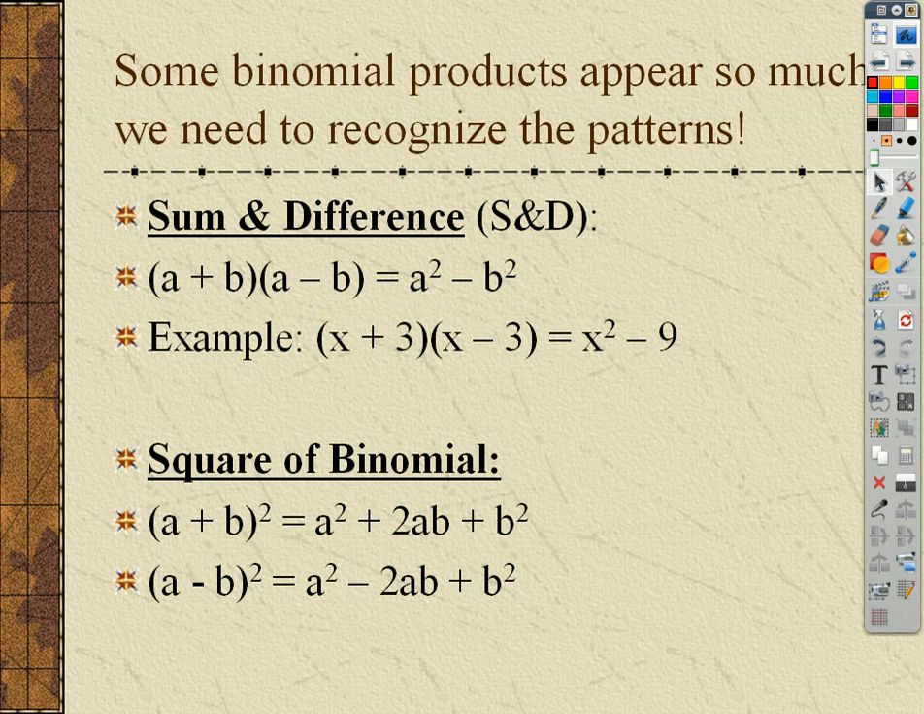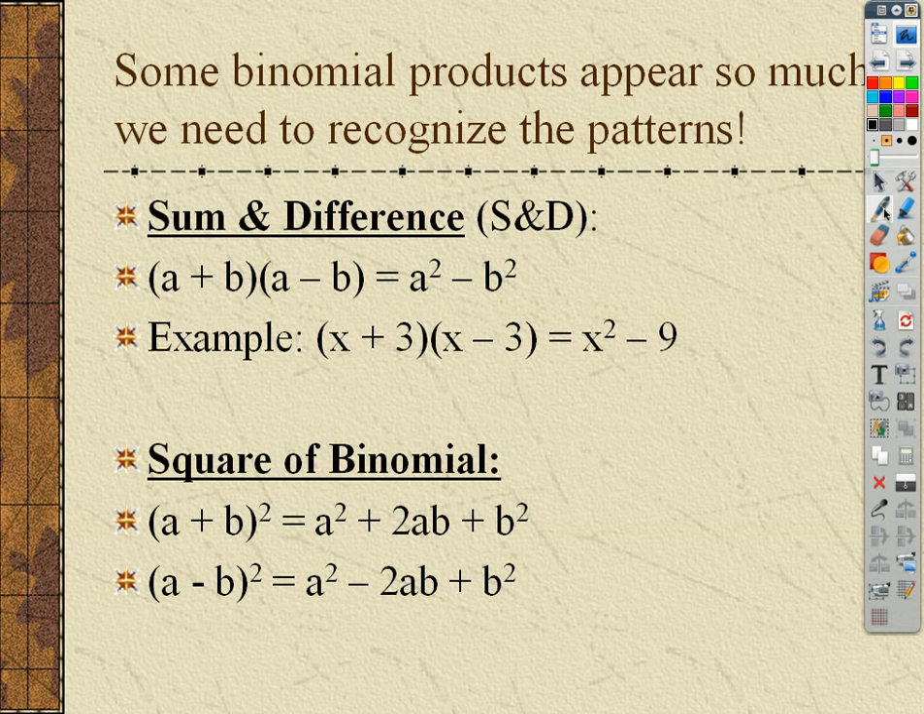What about square of a binomial? A plus b quantity squared. Now we could FOIL this out, but it's just nice to know what it is. It always follows this pattern. It's going to be the first term squared plus 2 times the product of the 2, 2 times a times b, plus the last term squared. Okay? So you got to know this one.